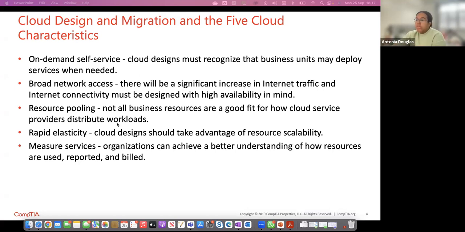Resource pooling. Not all business resources are a good fit for how cloud service providers distribute workloads. Again, that might be something that an organization would need to consider. For example, cloud service providers take advantage of economies of scale and how they distribute the workloads of their customers across data centers hardware.